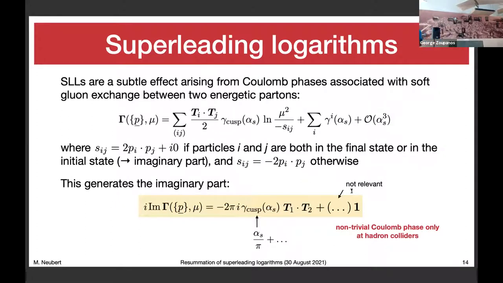At proton colliders, we have two partons in the initial state. So there are some pairs, ij, where we are in this space-like kinematics, and then this cancellation doesn't work anymore. And if you do the algebra carefully, you find that the imaginary part of this anomalous dimension, even though there can be an arbitrary number of partons, you can always use color conservation to write it in terms of the generators of the initial state partons, because if they weren't there, the effect wouldn't be there. So one gets a non-trivial imaginary part, which has the product Ti Tj, color generators of the initial state particles, and then some stuff that again is proportional to the unit matrix and is irrelevant. And it's this non-trivial imaginary part that leads to the superleading logs.